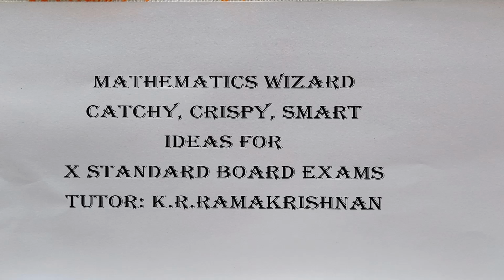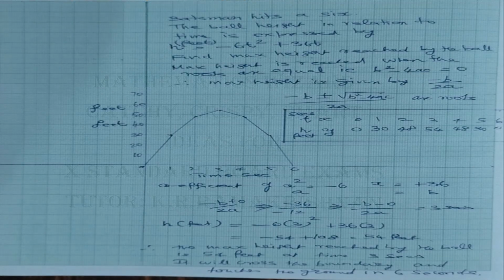There will be problems relating height to time in graphical representation of a polynomial. Let us see some problems here. A batsman hits a 6. The ball height in relation to time is expressed by the equation h, given in feet, is equal to minus 6t squared plus 36t. You will be asked to find the maximum height reached by the ball.